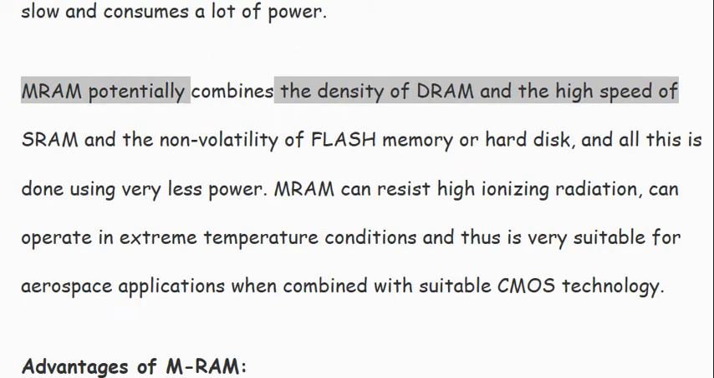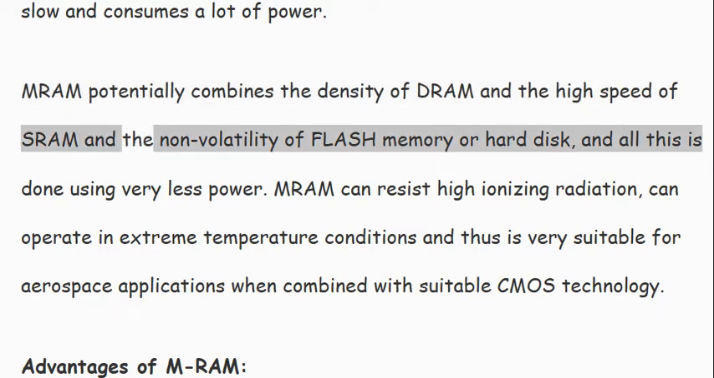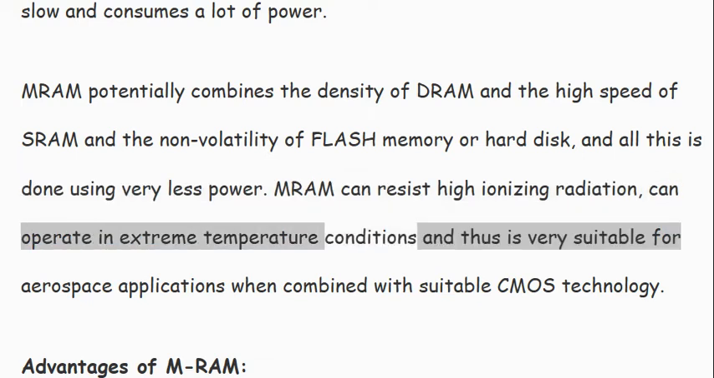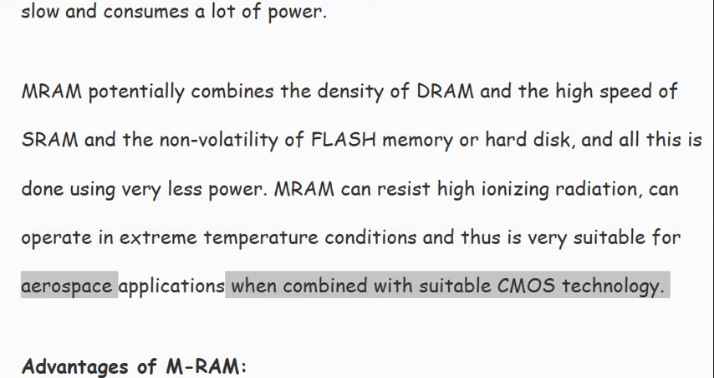MRAM potentially combines the density of DRAM, the high speed of SRAM, and the non-volatility of flash memory or hard disk, and all this is done using very less power. MRAM can resist high ionizing radiation, can operate in extreme temperature conditions, and thus is very suitable for aerospace applications when combined with suitable CMOS technology.